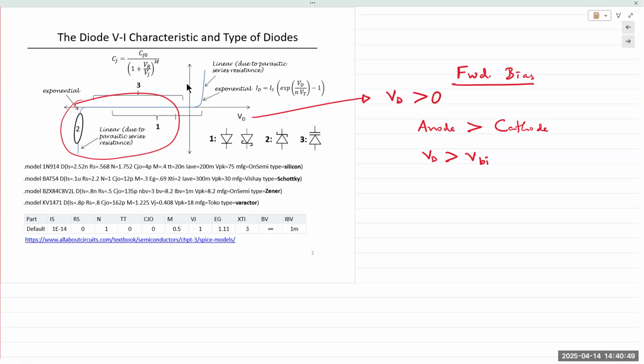So again, for forward bias, the first condition is that the anode must be at a higher potential with reference to the cathode. The second is that the voltage being applied, VD, must overcome the built-in junction potential.